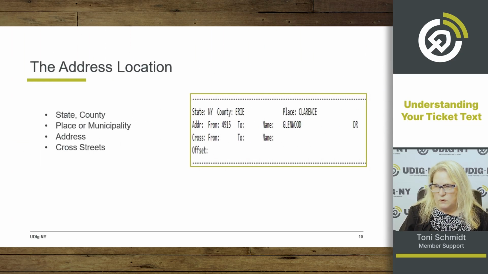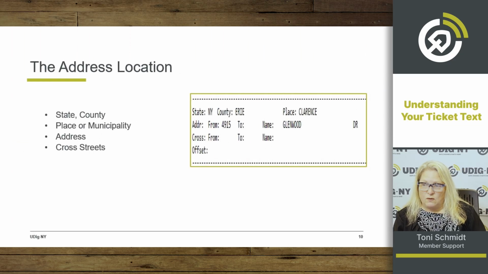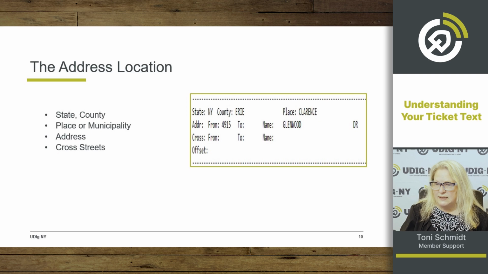Following the header is where the location of the excavation is found. This section is important as it sets the physical location and is the municipal address, street, or bounded by where the excavation is taking place. The state will always be NY for New York, as we only accept locations in New York.